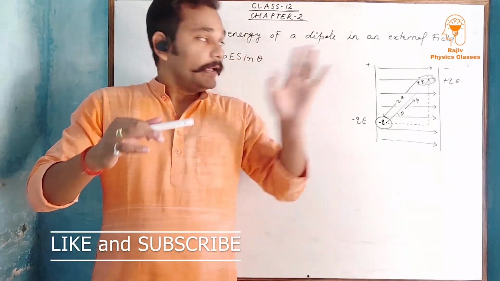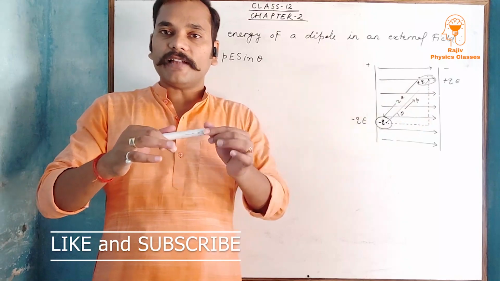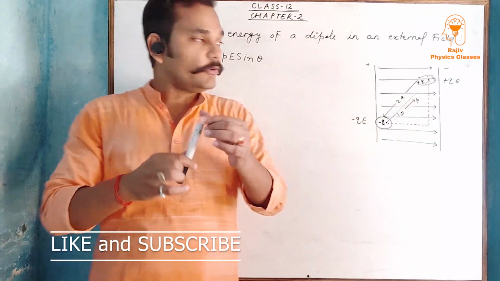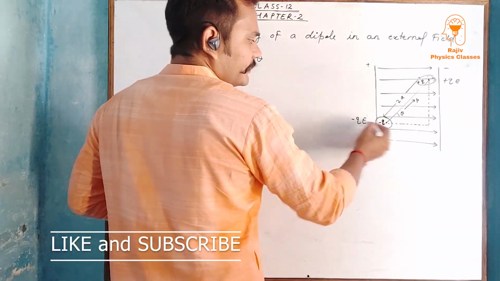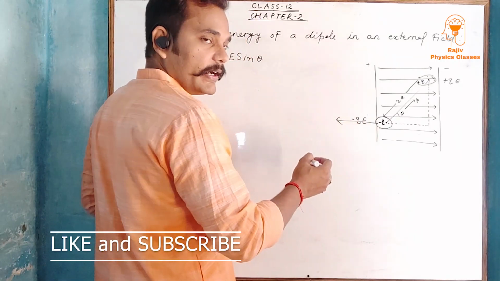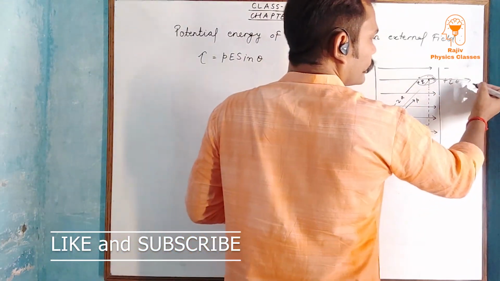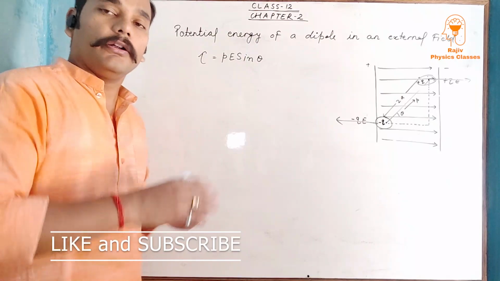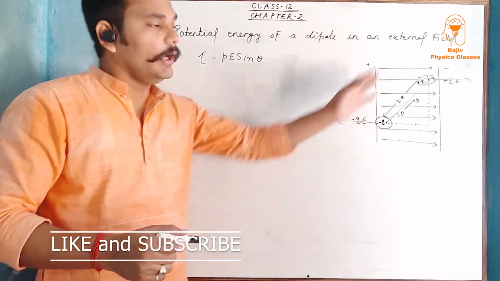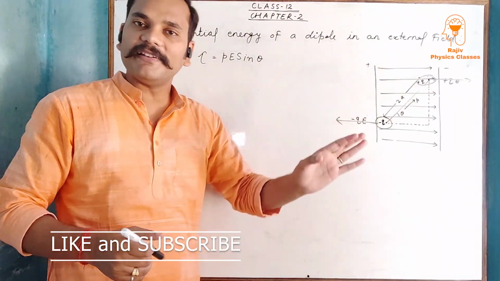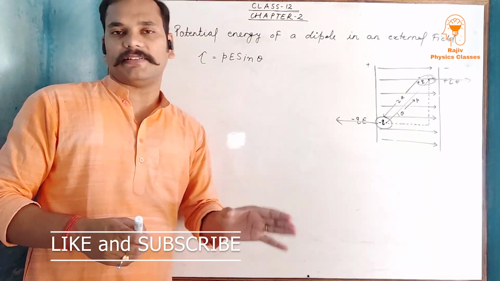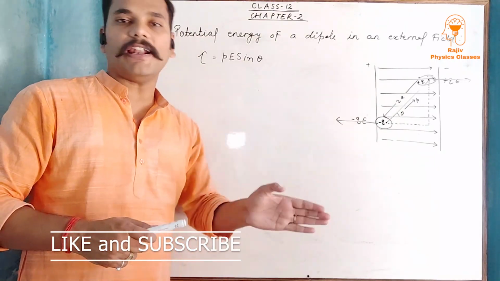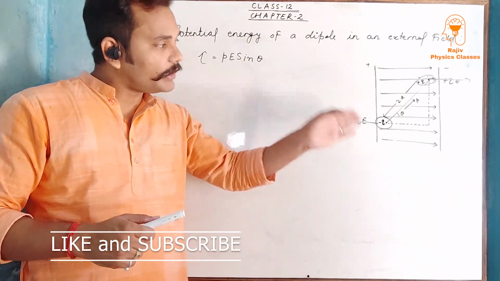Correct? In case of this dipole, since the dipole is placed at an angle theta, you tell me, this is the direction of the force here due to minus charge, and this is the direction of force due to this plus charge. No doubt the forces are equal and opposite, but they are acting in different lines of action. And if they are acting in different lines of action, surely there will be a torque.